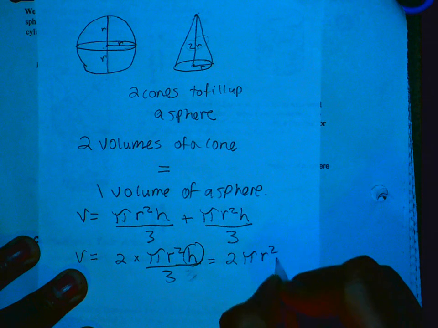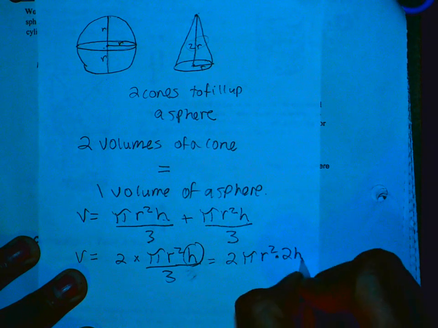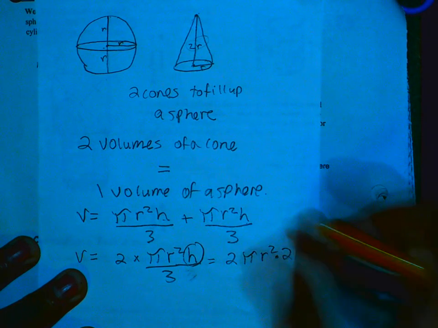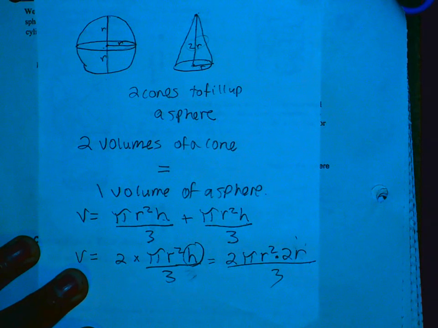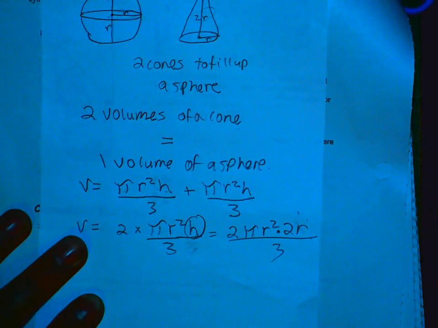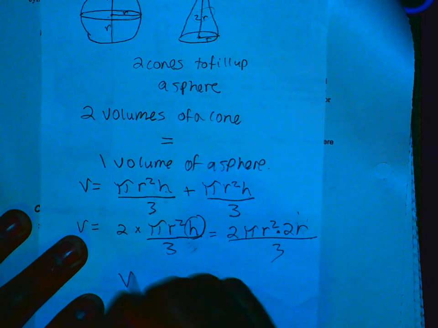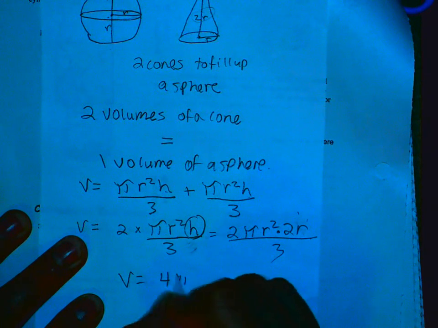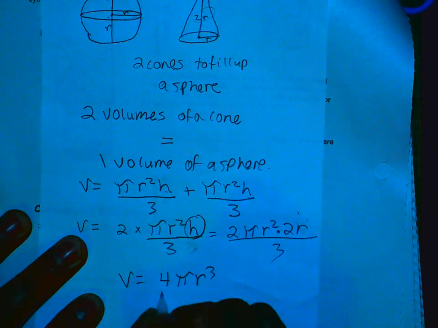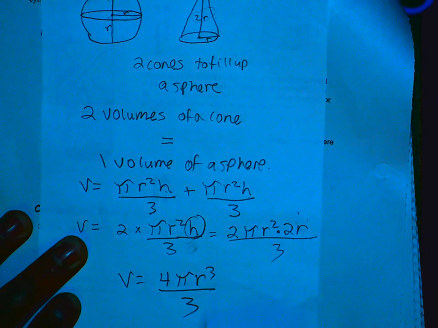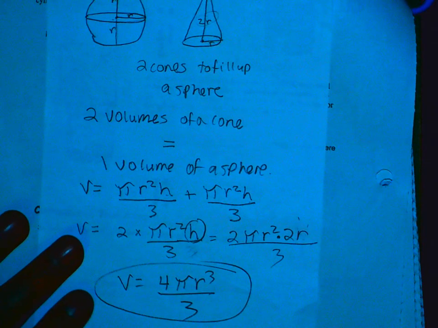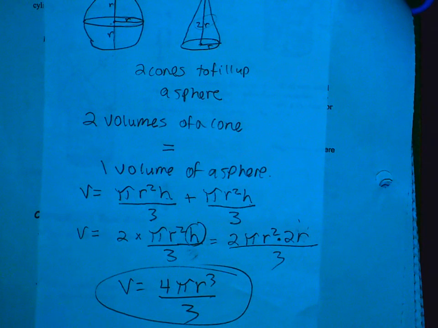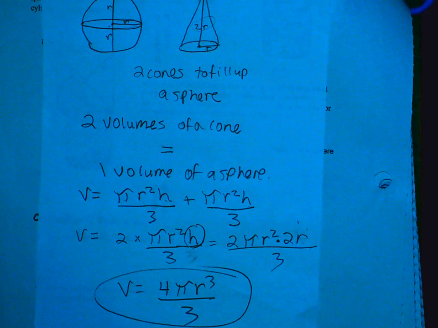r squared times 2r, all over 3. Simplifying that, I would get 4 pi r cubed divided by 3. Hence now you have the equation for the volume of a sphere. We're going to proceed to using these two equations in the following 5 examples.